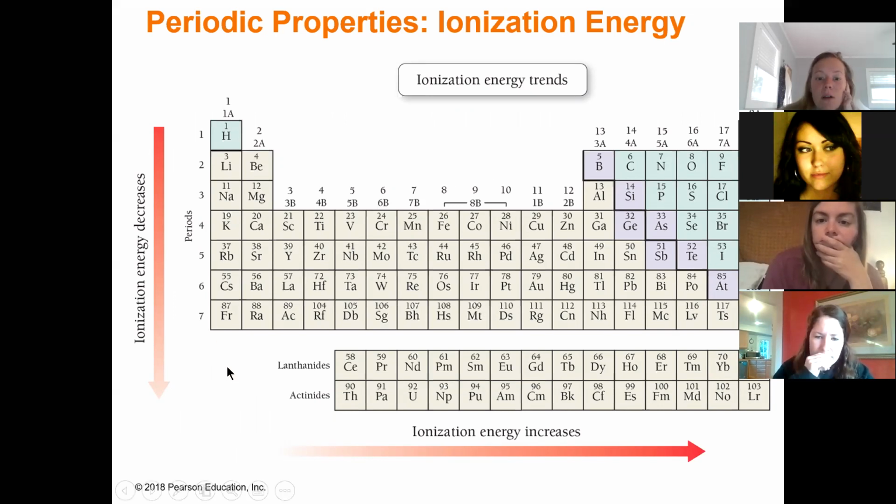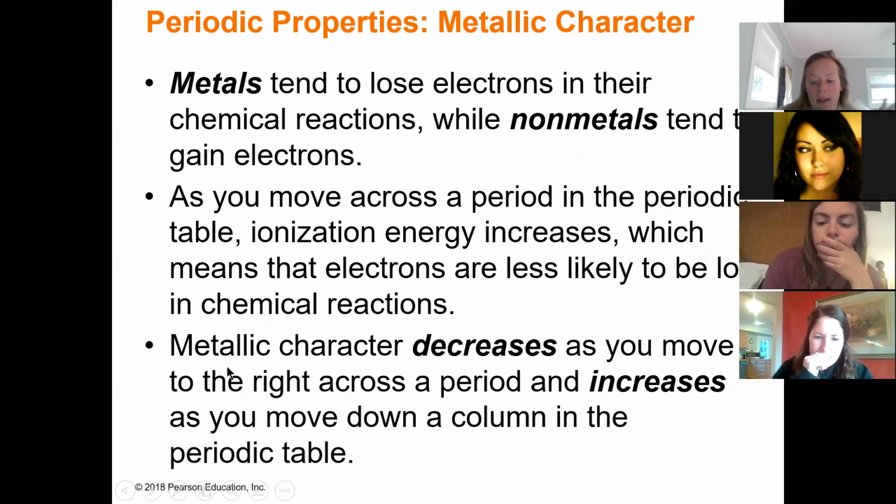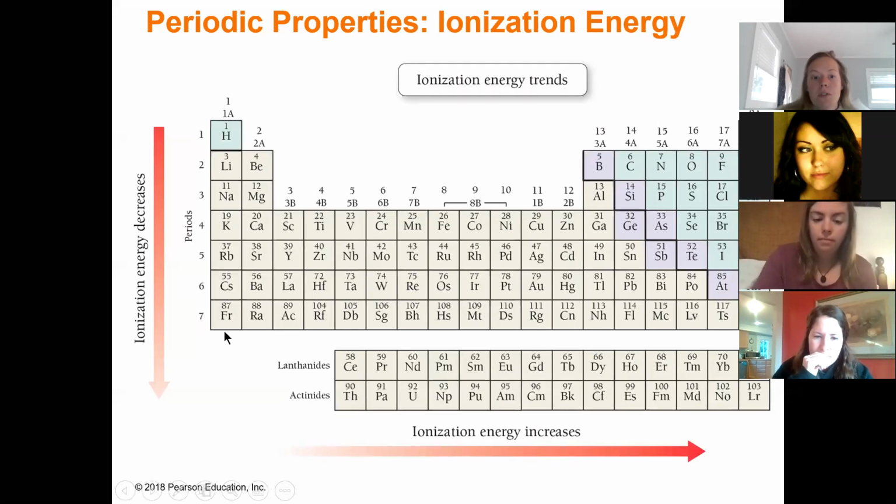Okay. So we talked about the metallic-like quality. Lower left-hand corner, most metallic-like; upper right-hand corner, least metallic-like. It follows the trend of your zigzag line. So down here: biggest, most metallic-like, lowest ionization energy. Over here: smallest, highest ionization energy, least metallic.